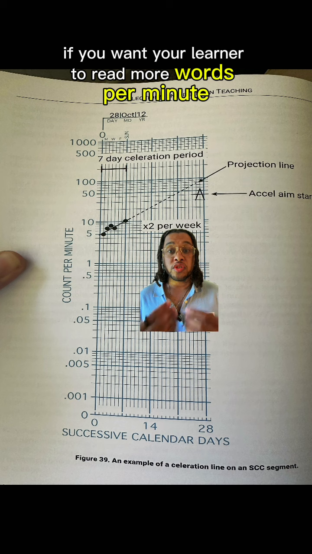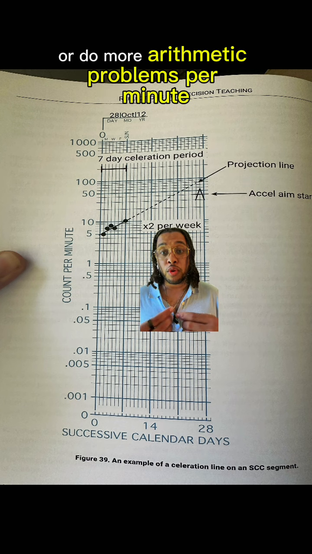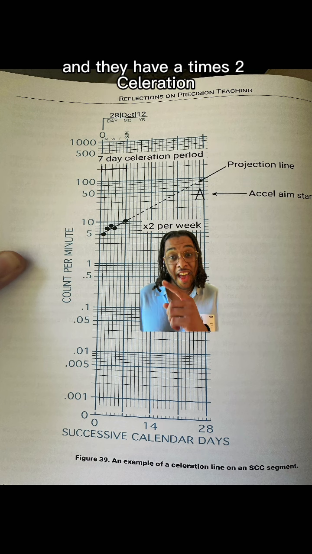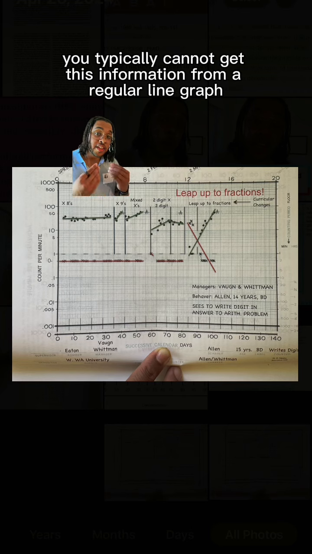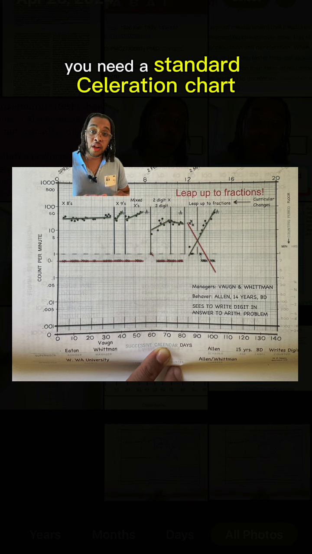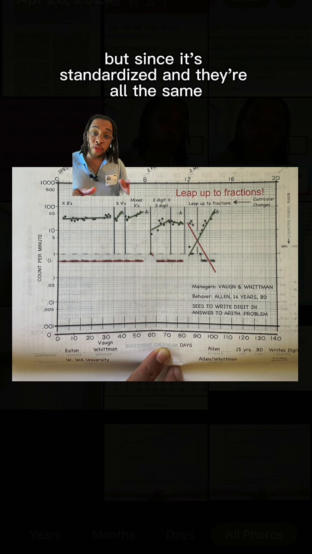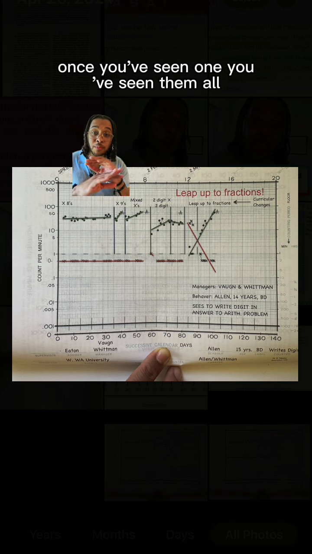If you want your learner to read more words per minute or do more arithmetic problems per minute, and they have a times 2 celeration, you have good instructional methods. You typically cannot get this information from a regular line graph. You need a standard celeration chart. But since it's standardized and they're all the same, once you've seen one, you've seen them all.